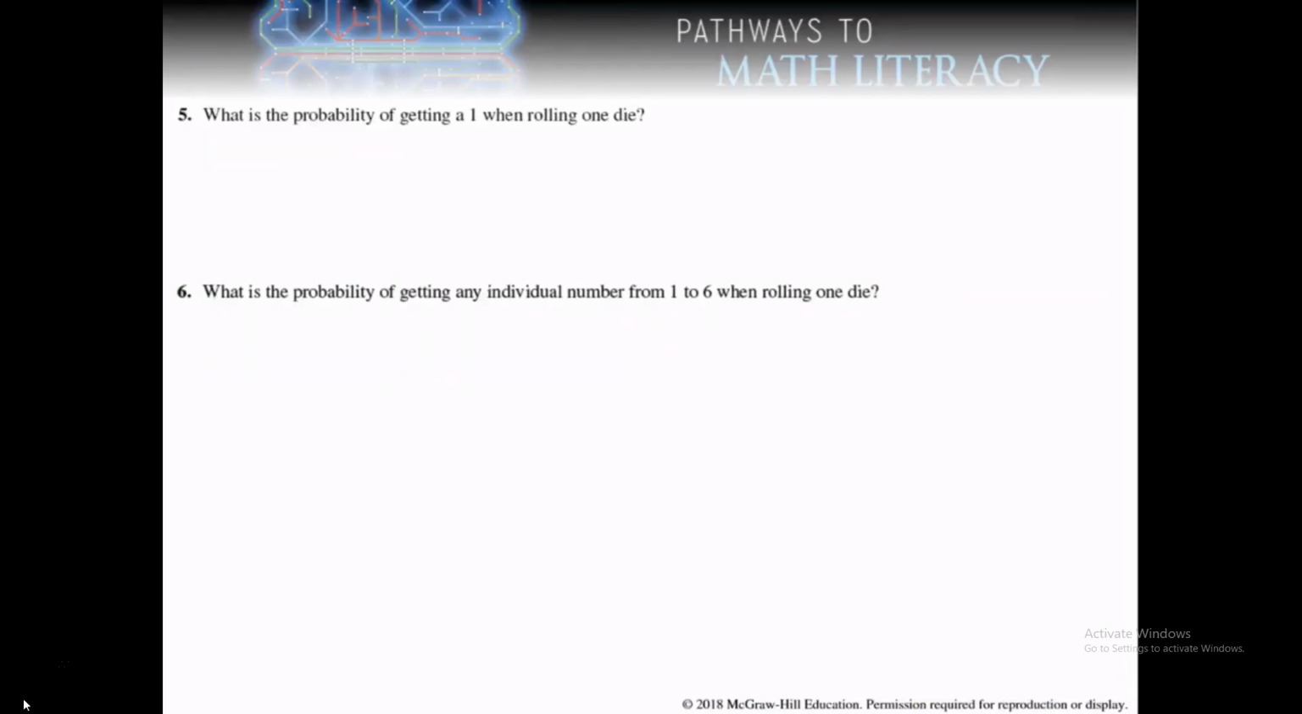Here we're looking again at the dice rolling game, but this time we're going to look at the theoretical expected value. So in question 5, what's the probability of getting a 1 when you roll one 6-sided die? Well, there's 1 one on it, and there are 6 possibilities. So that probability is 1 out of 6, or 1/6. In number 6, what's the probability of getting any individual number? So what's the probability of getting a 1 versus a 2 versus a 3? Well, for all of those, there's 1 of that number on the die. So every one of those individual numbers has a 1/6 probability of coming up.